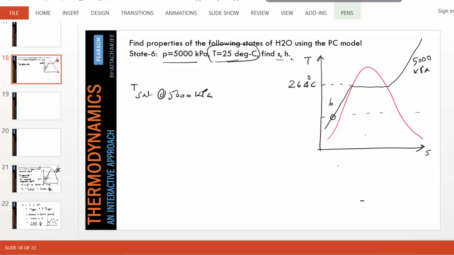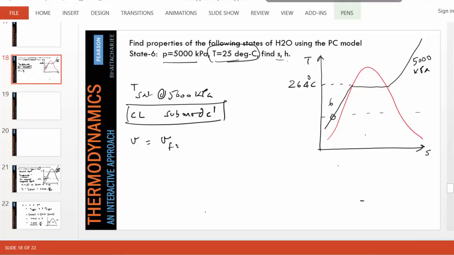For finding properties of a subcooled liquid, you use something called the CL submodel, the compressed liquid submodel. According to that submodel, v of this liquid is given by vf at T. This is a function of temperature only. Similarly, u is given by uf at T, and entropy is also given by sf at T. In other words, v, u, and s, according to this submodel, are functions of temperature only. So if we know the temperature is 25 degrees Celsius, all the properties along this line, v, u, and s, do not change. So we can go to the f point and pick up the property that we desire.